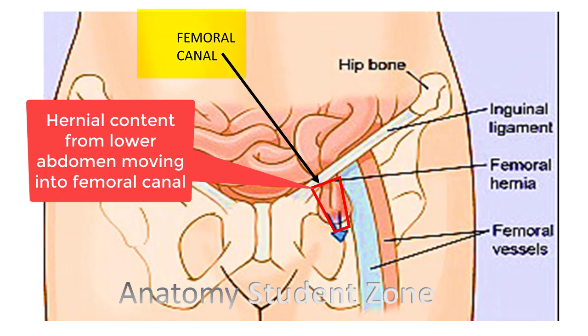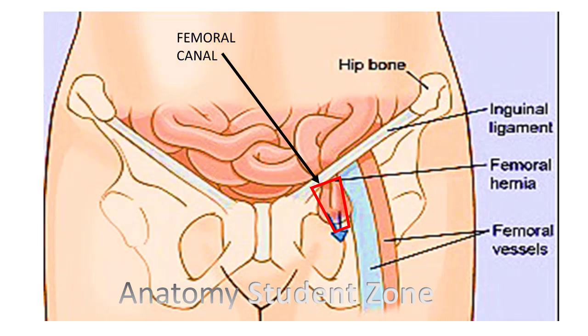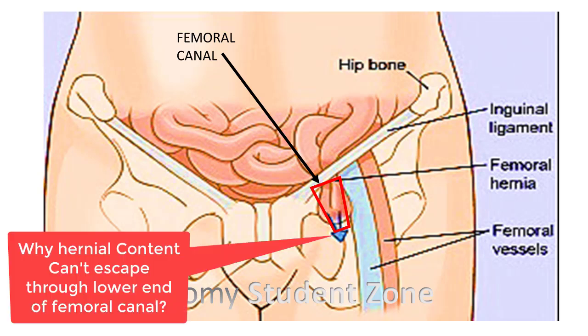So it could be forced down the femoral canal, and when this peritoneum or a part of intestine is going to force down, it pushes the femoral septum forward before it. So these hernial contents try to escape through the lower end of the femoral canal, but they can't escape through the lower end.